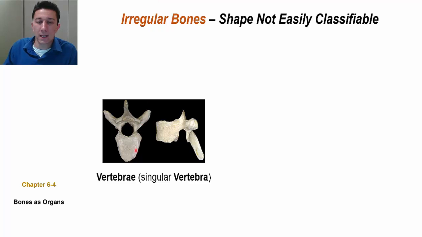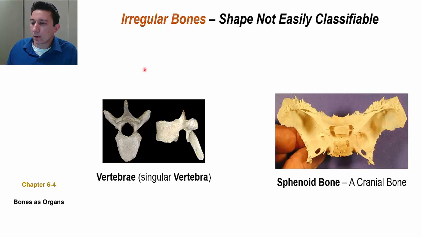The vertebrae are a good example, or singular vertebra in this case. This is a vertebra from the thoracic region of our vertebral column. Those are considered irregular bones simply because they have a number of projections that come off of them, and they're really kind of very strangely shaped.